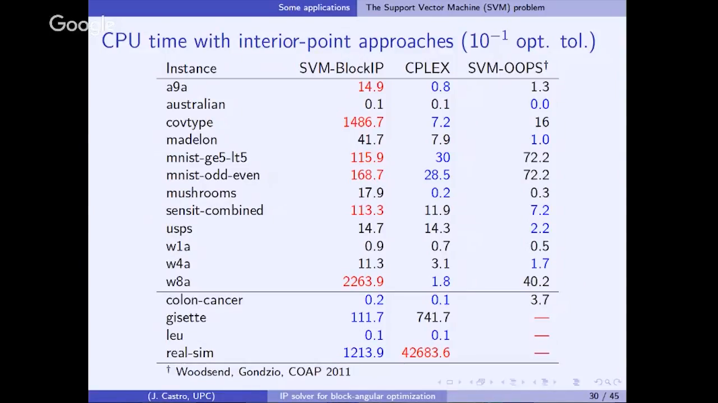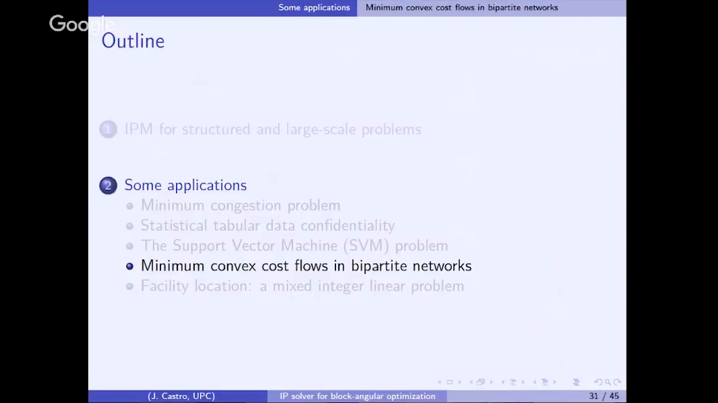Okay. One more application, maybe the last one, and I will finish. The final one is a combinatorial optimization problem. Maybe it's interesting for you, but you can look at the slides. The last one is how to solve convex flow problems in transportation problems in bipartite networks.